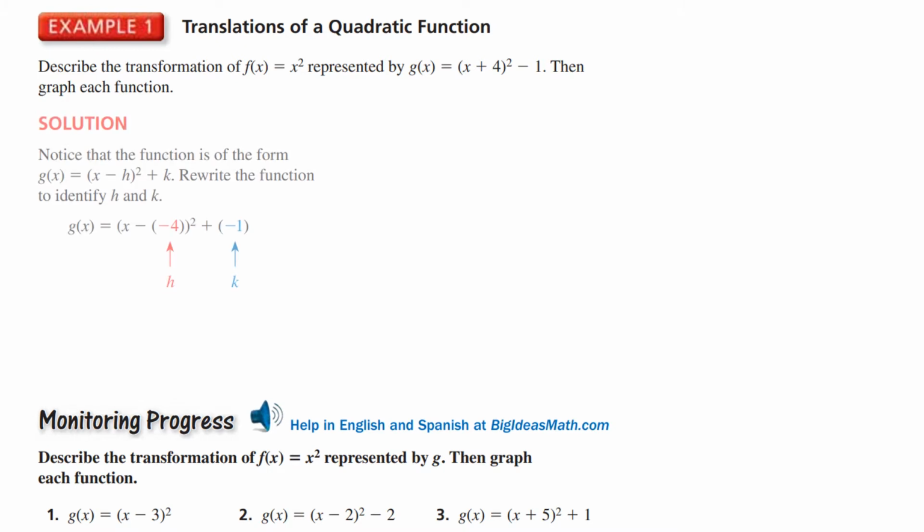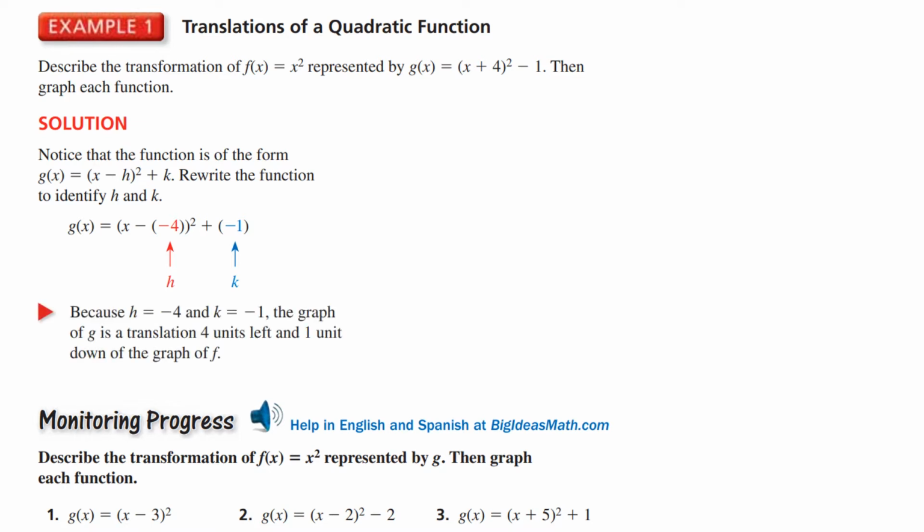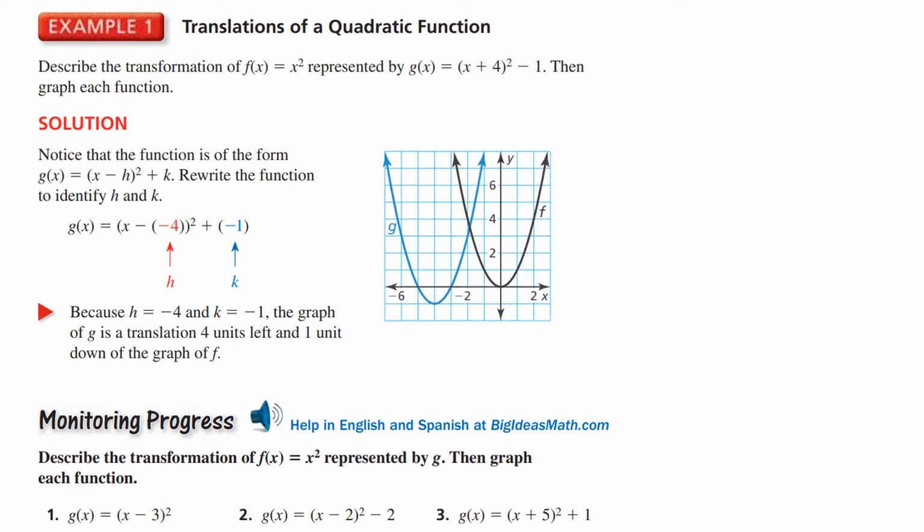The first thing to consider is that it should read x minus h squared. So x minus a negative 4 helps us to understand that we should be shifting 4 units to the left. The minus 1 is consistent, so we should be going 1 unit down. When we look at that graph, we can see how G is a translation of F.